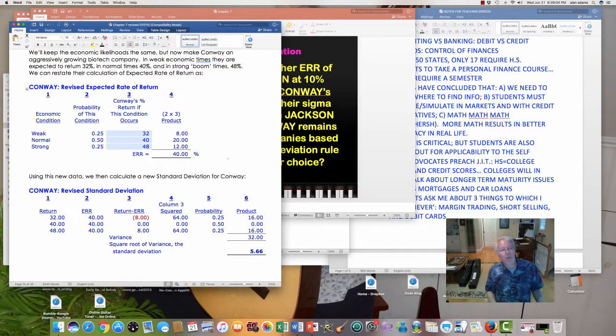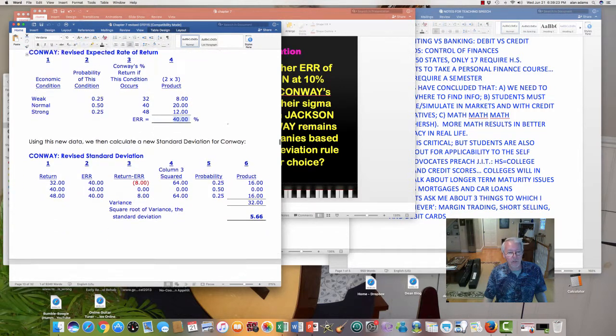This time I'm going to change it up. If there's a weak economy, Conway makes 32%. In a normal economy, they make 40, and in a strong economy, they make 48. Do the math the same way, and my expected rate of return for Conway is no longer 10%, it is 40%.